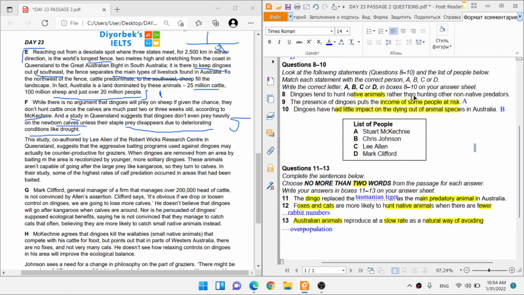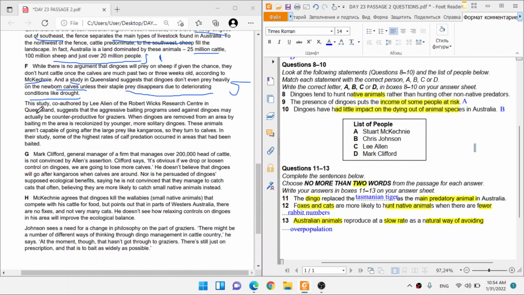Dingoes tend to hunt native animals rather than non-native predators. This study, co-authored by Lee Allen in Queensland, suggests that aggressive baiting programs used against dingoes may actually be counterproductive for grazers. When dingoes are removed from an area by baiting, the area is recolonized by younger, more solitary dingoes. These animals aren't capable of going after large prey like kangaroos, so they turn to calves. In their study, some of the highest rates of calf predation occurred in areas that had been baited.